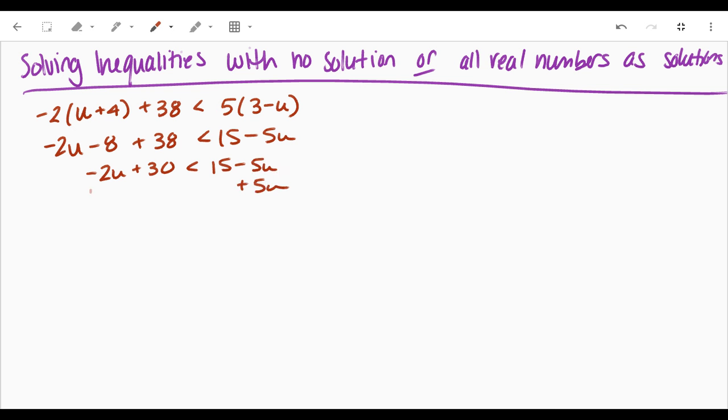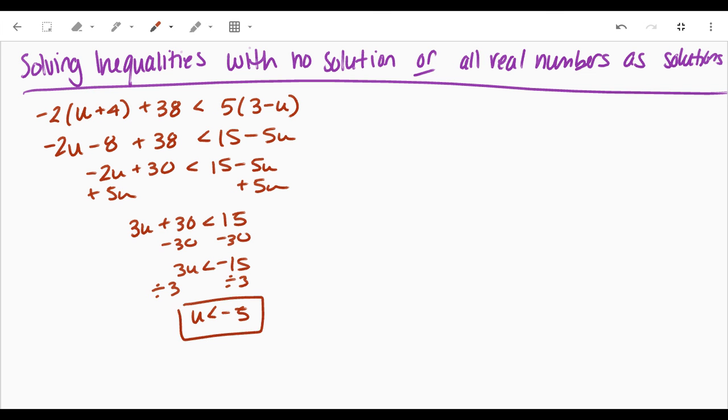Add your 5u to both sides. So we'd have 3u plus 30 is less than 15. Subtract the 30. So we have 3u is less than negative 15. Divide by 3, and u is less than negative 5. Okay, so we got an answer there. So there is a solution, and that is it.